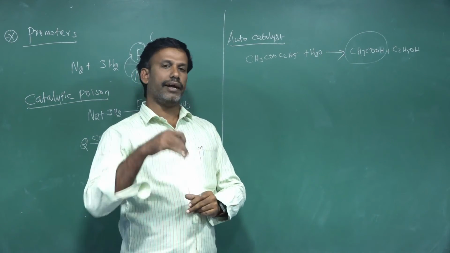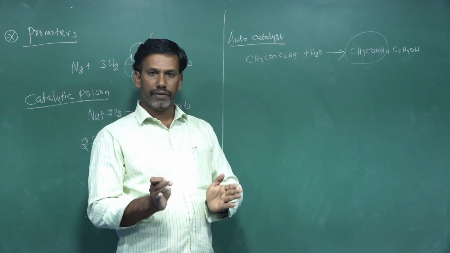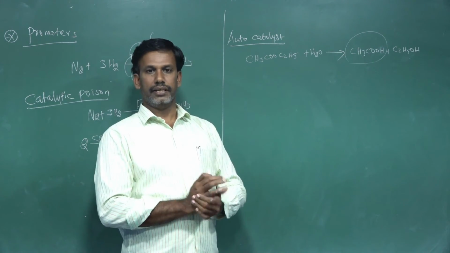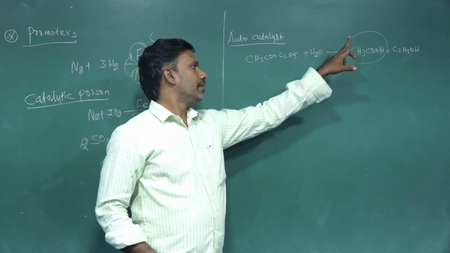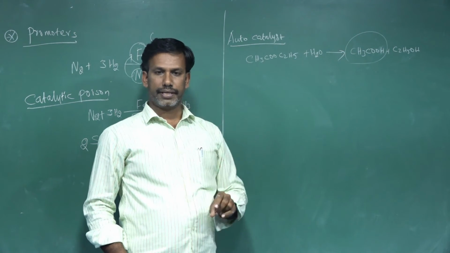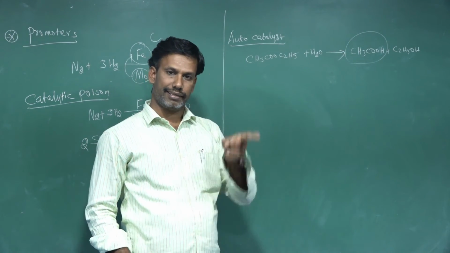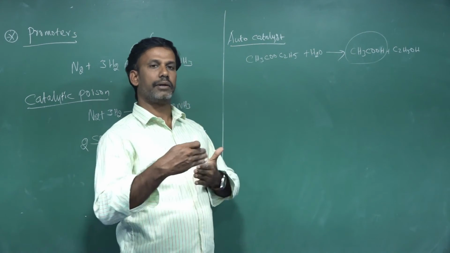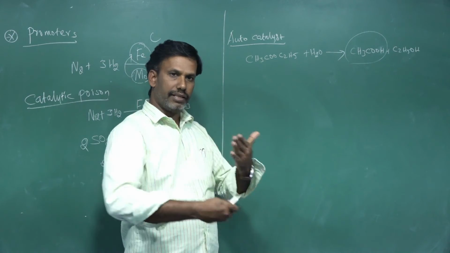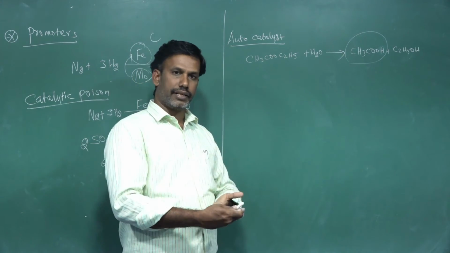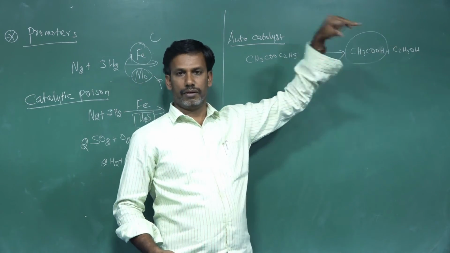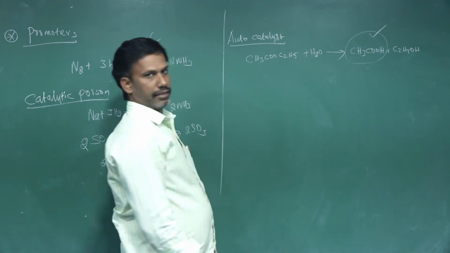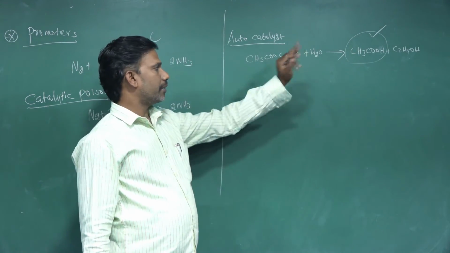We are not separately adding any catalyst to that process. Even as the product is formed, automatically one of the products acts as a catalyst. Then the reaction is much faster. So a reaction in which one of the products acts as a catalyst is called autocatalysis. They themselves generate the catalyst, and after generating the catalyst, that enhances the yield. So in this process, acetic acid acts as an autocatalyst.